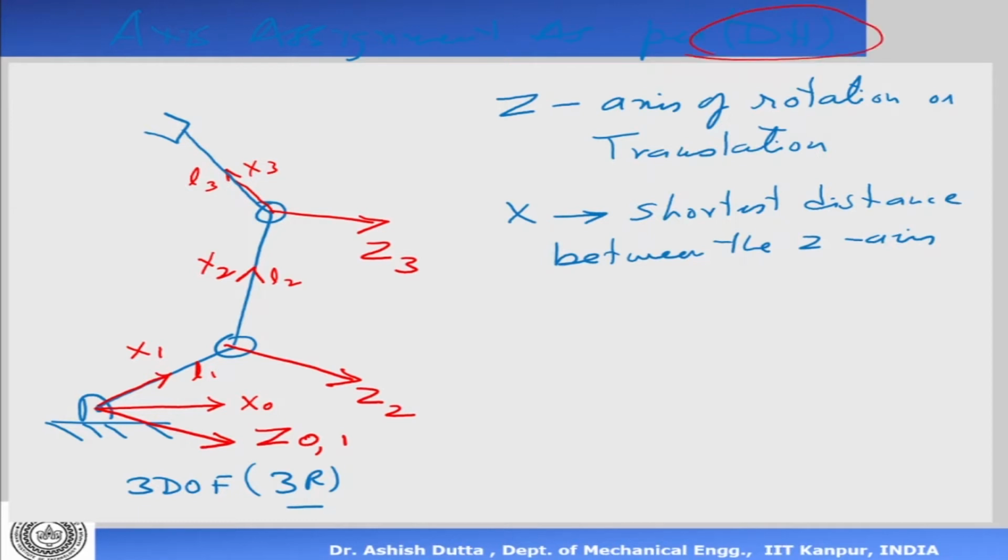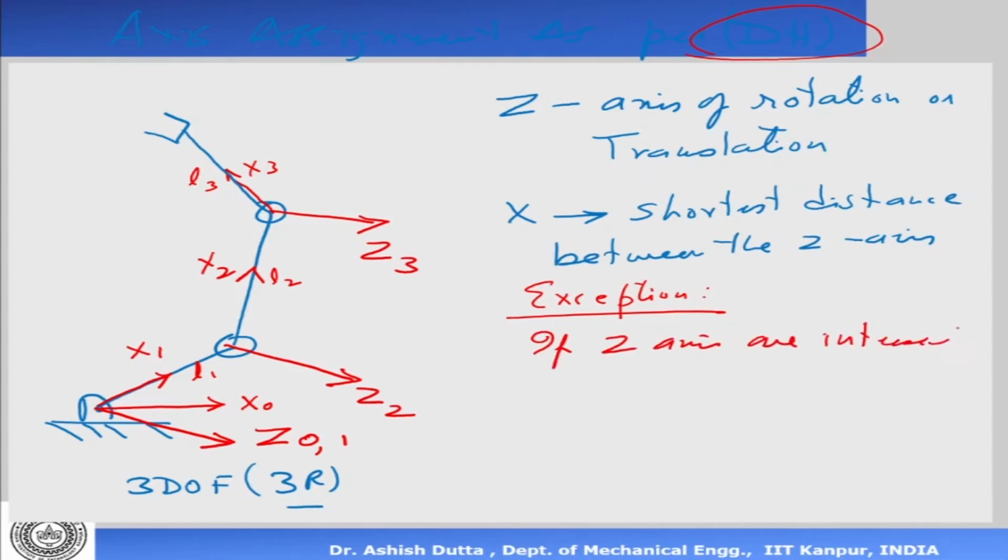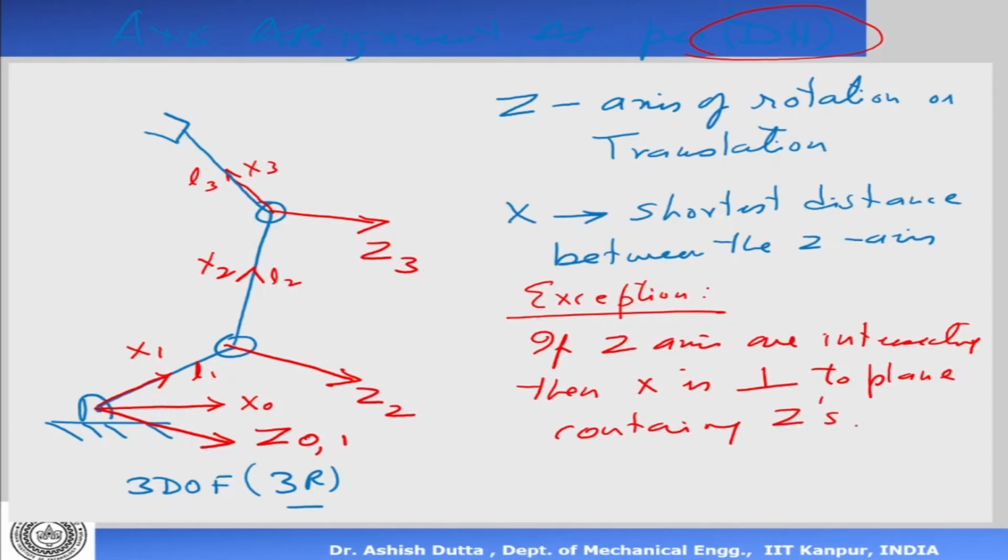There is one exception. The exception is if the z-axes intersect, then x is perpendicular to the plane containing the z's. In this particular case, the z-axes are parallel to each other, they are not intersecting. But in case the z-axes are intersecting, then there is no shortest distance between them. So in that case, the x-axis is perpendicular to the plane containing the z-axes. So let's have a look at this case.